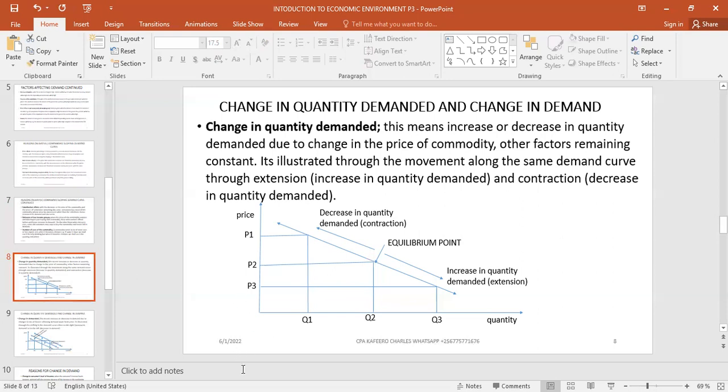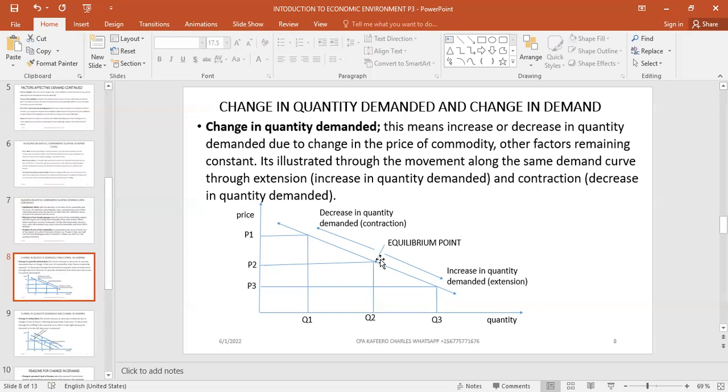So let me try to explain something here. Having drawn our x-axis and the y-axis, the vertical axis has the price and the horizontal one has the quantity demanded of the commodity. So we expect, if let's say this was our equilibrium point. Equilibrium point is the point where the price is equating to the quantity that is demanded.